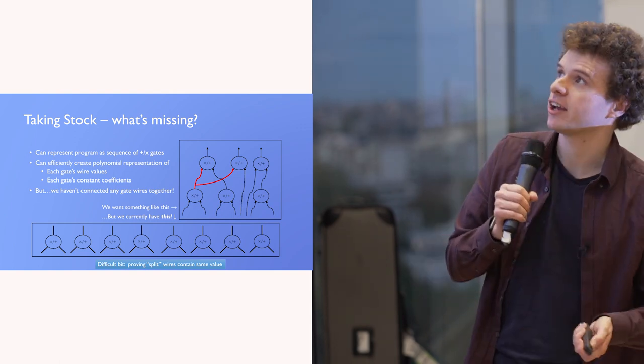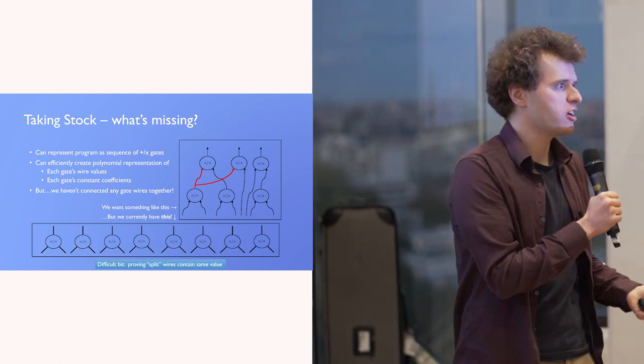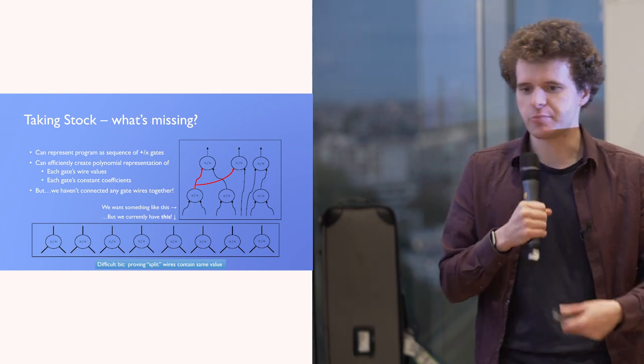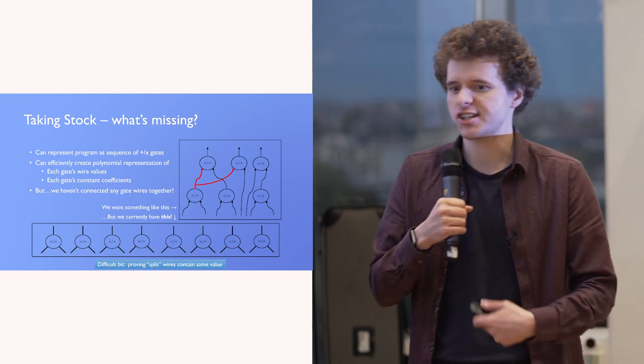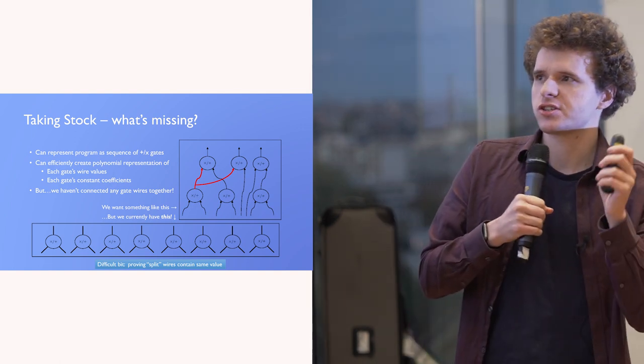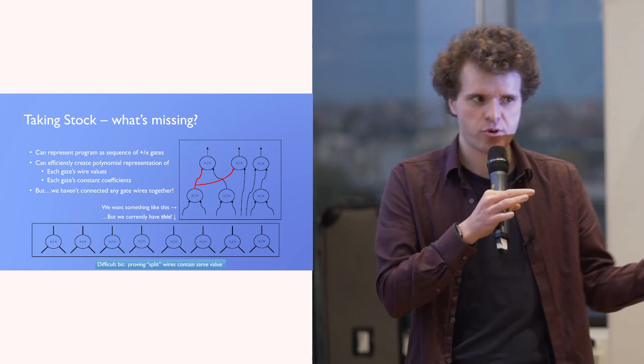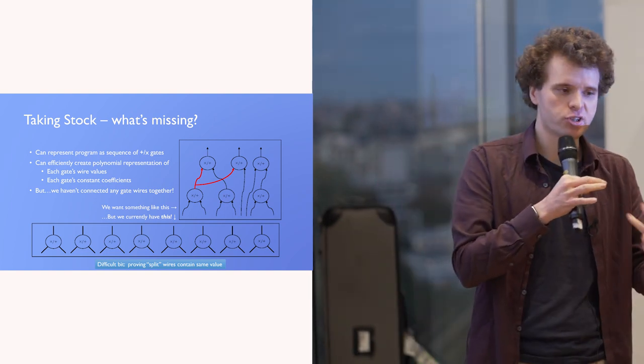And so the question is, how do you check the copy relationships? And this is the hard bit. This is the bane of universal SNARKs, because it's exceptionally difficult to do without resorting to quadratically sized reference strings or punitive prover times.